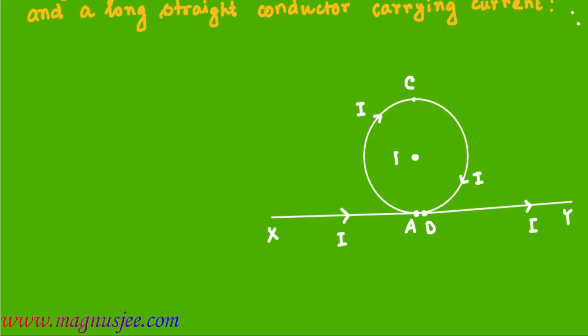Now you have to find the resultant magnetic field induction at the center of this circular coil due to the current flowing through the circular coil and through the long straight conductor. Now we can draw the radius of the circular loop. The distance of the center of the circular loop from the long straight conductor is also R, and the radius of the circular loop is also R.